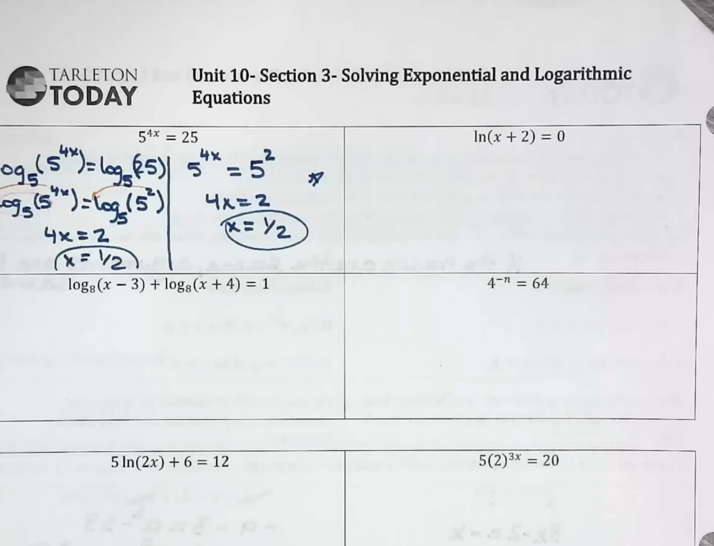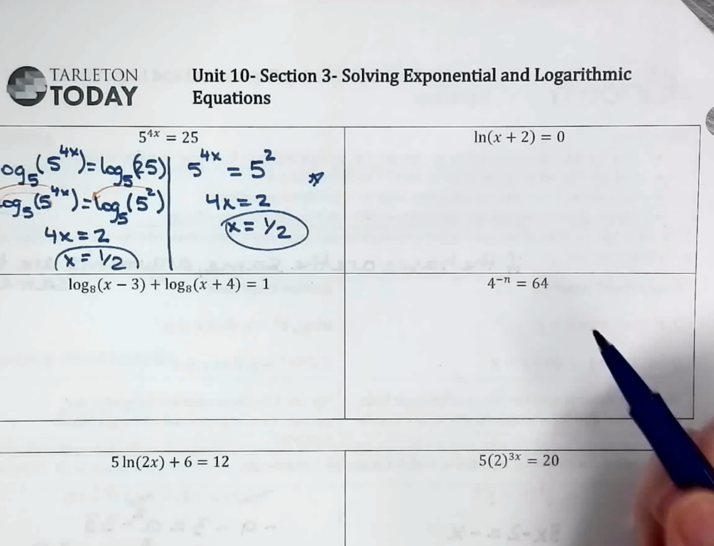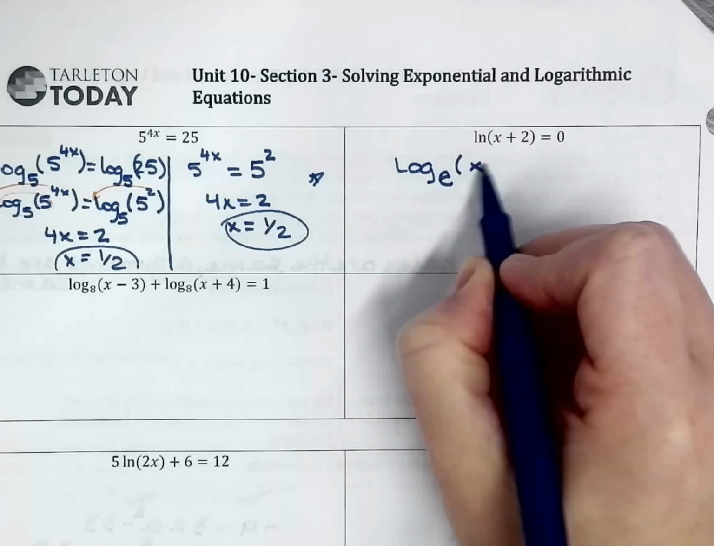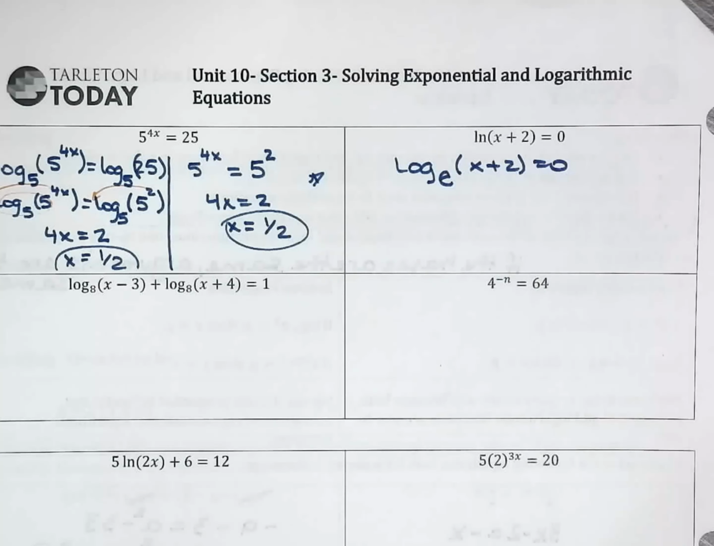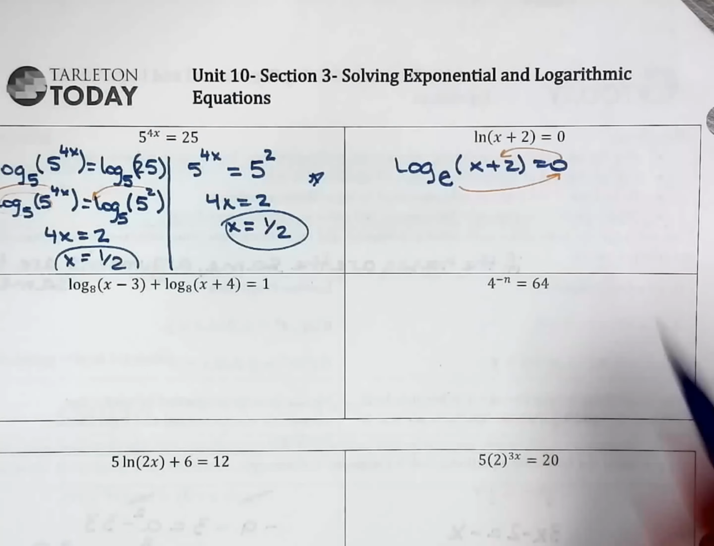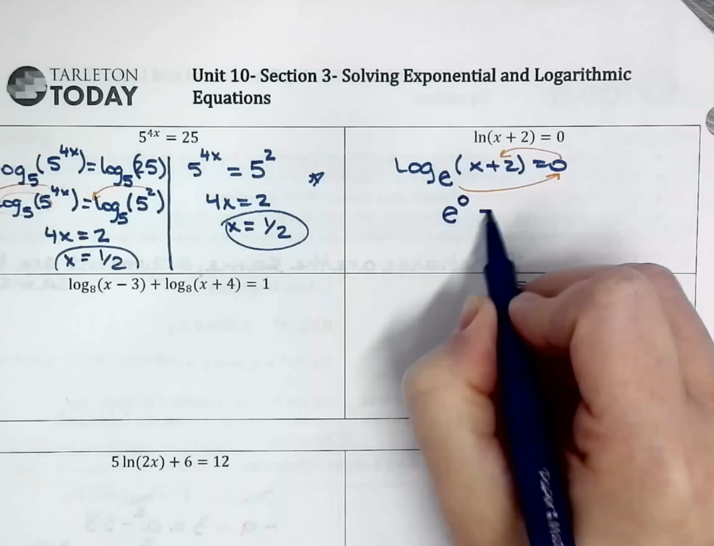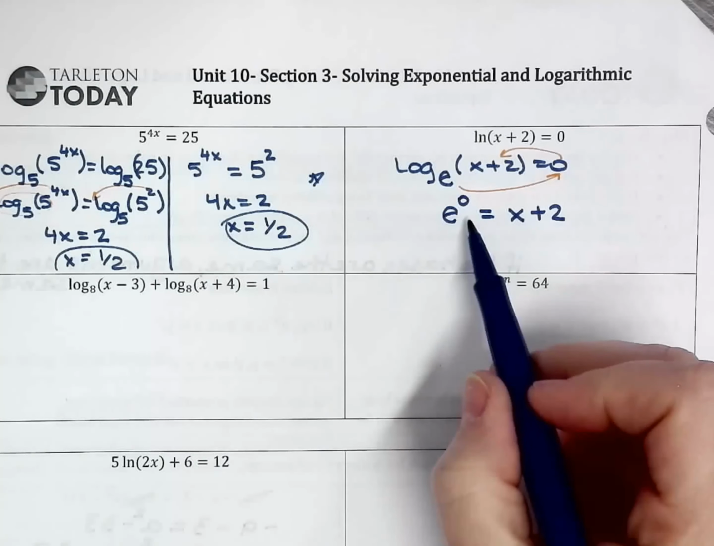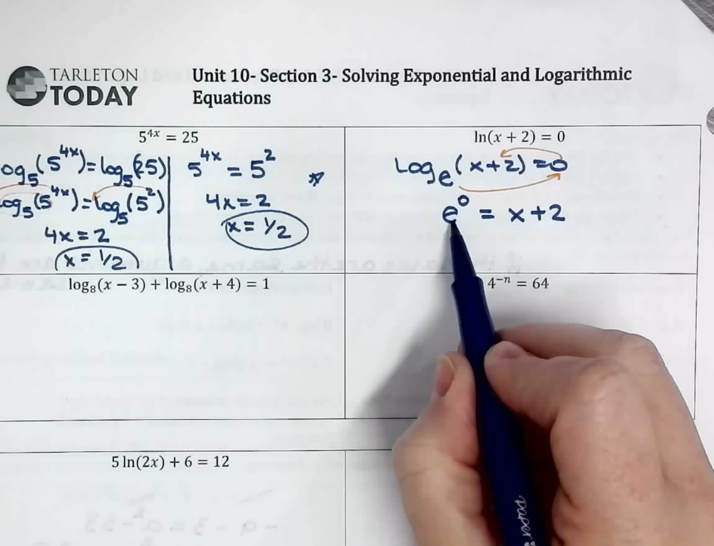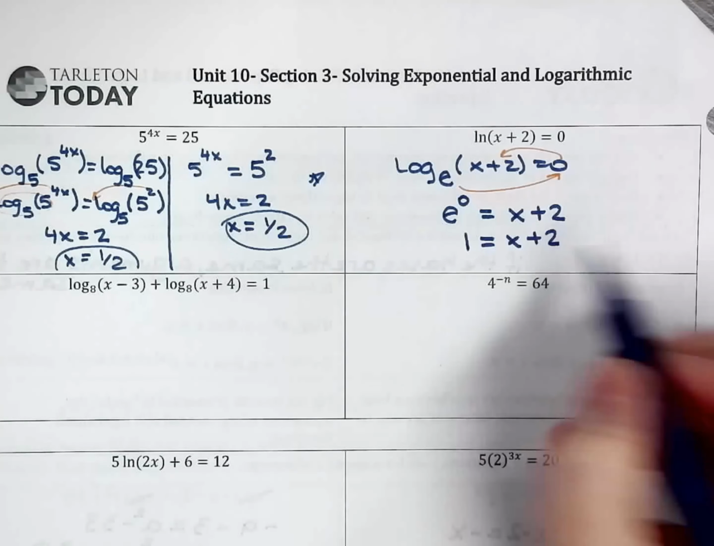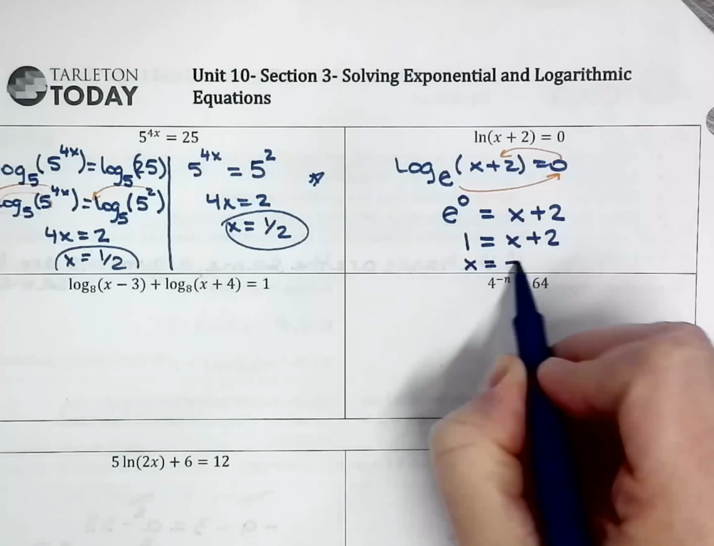Okay. The next one, I have natural log. And I already know natural log is just log base e of x plus 2 equals 0. We're going to go ahead and rewrite this in exponential form. So e to the power of 0 is the argument, so x plus 2. And I know anything raised to the power of 0 equals 1. So e to the power of 0 equals 1 equals x plus 2, minus 2 on both sides. I have x equals -1.